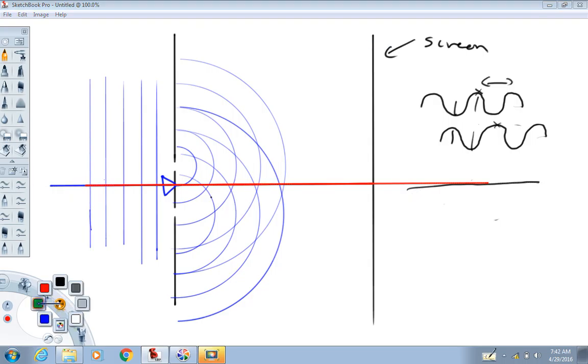Let's see. I'll do green here. These two openings here are separated by some distance here. I'm going to give that a name. All right, so that distance I'm going to call little d here. Now, if I pick a point here, well, let me start with this point right here. It's exactly the same distance, right? As long as this is centered, it would be exactly the same distance from this opening to here as this opening to here. So the light would hit here in phase.